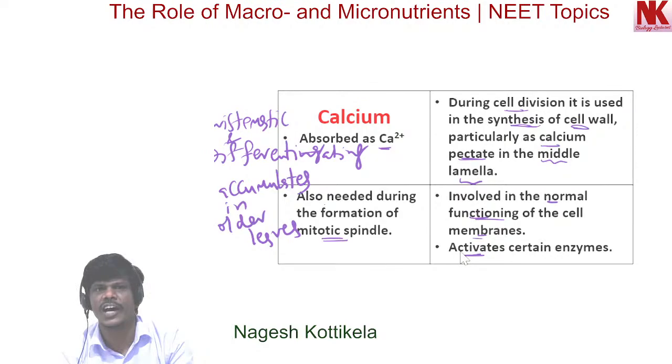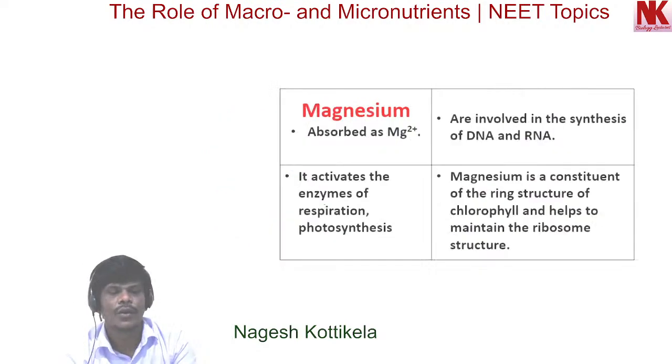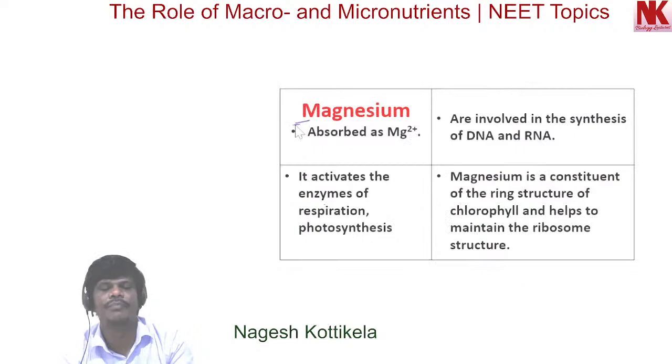Now moving to the next, magnesium. This is also a macronutrient. It is absorbed as Mg2+. Magnesium activates the enzymes of respiration and photosynthesis. Important. I repeat this once again: magnesium activates the enzymes of respiration and photosynthesis.